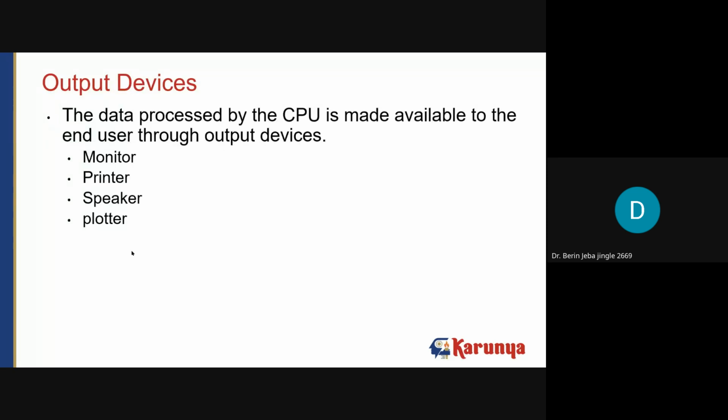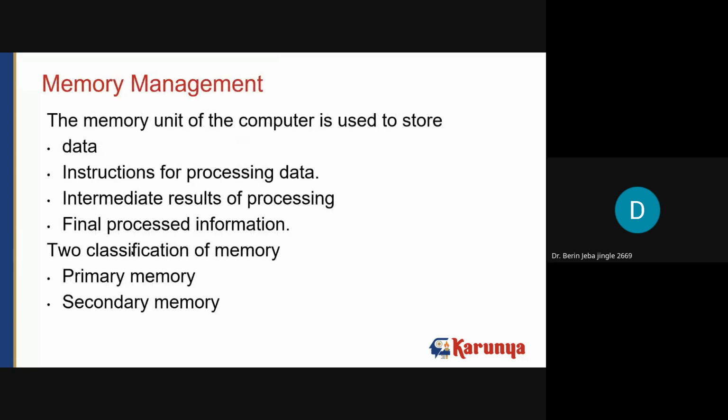Then we are going to study about the output devices. So you all know what output devices are. The data processed by the CPU is made available to the end user through the output devices. Monitor, printer, speaker, plotter, scanner, everything we call output devices.